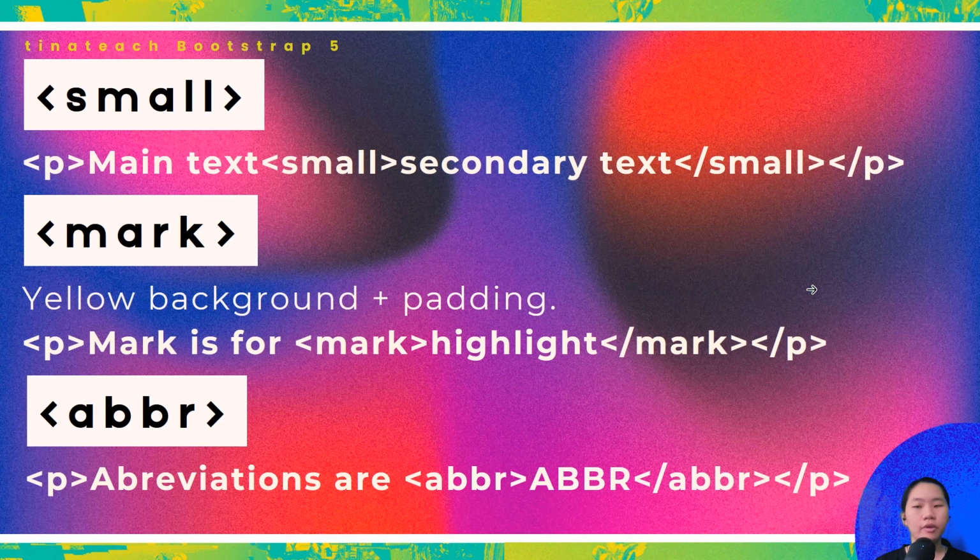Let's move on to the next part, small, mark, and abbreviation. As I've mentioned before, small is for secondary text, and you can do this with any sort of text as well as heading. Mark has a yellow background and padding. By default, it is for highlight, and ABBR is abbreviation. As I've mentioned, it has its own format that I will clearly show you.